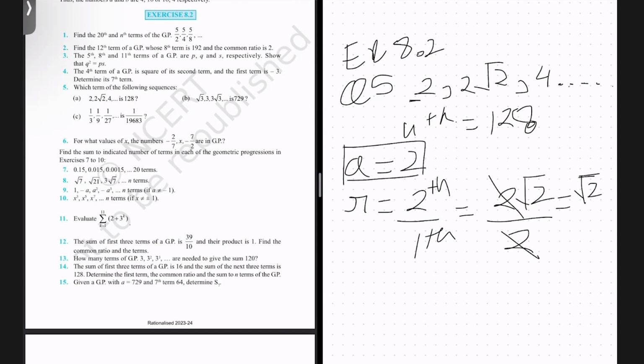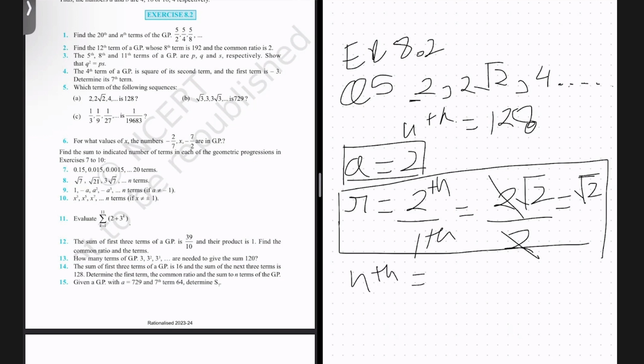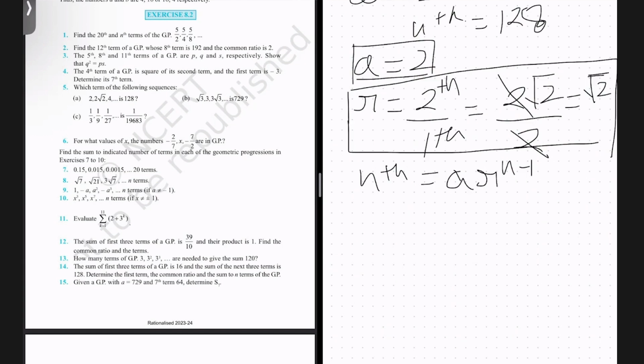So we have A equals 2, r equals root 2, and as we have seen previously, the nth term of any GP will be denoted by A r to the power n minus 1. Correct? That is how we are going to find out what number term 128 is going to be. So we are going to write A r to the power n minus 1, and equate that to 128 to solve for n. Right? Now let us plug in the values of A and r, and that is how we are going to find the value of n. Correct?